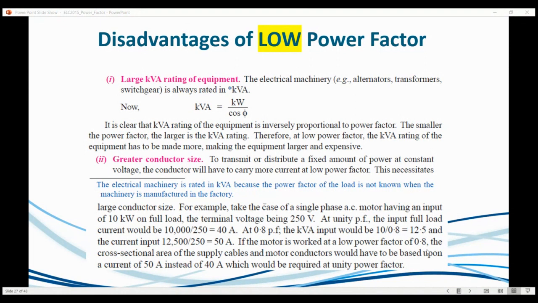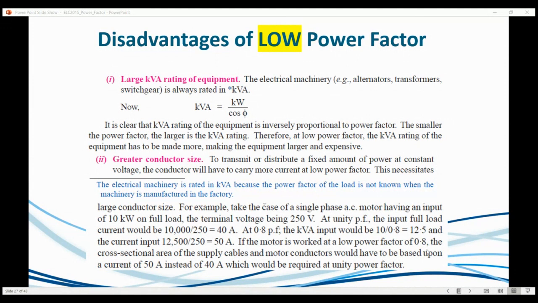Okay. The second thing is your conductor size. To transmit or distribute a fixed amount of power at a constant voltage, the conductor has to carry more current. If you have a poor power factor, it will draw more current, and this necessitates a larger conductor size. That is why, when you're generating power on your alternator, it must be within a particular range. If it drops so poorly, the current will shoot up within the cable, and obviously it will start burning.